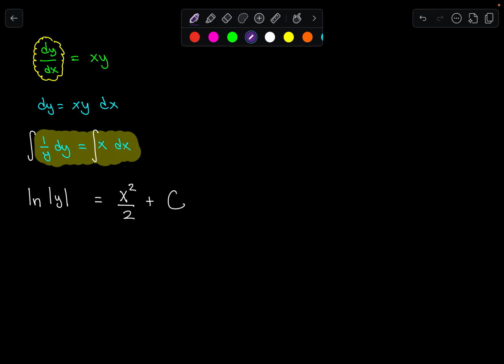The final step would be, how do I get the y by itself, because the goal is to solve for y. And we need to remember our exponentials and our log laws. It turns out that in order to do that, we're going to exponentiate both sides and raise both sides to a power of e like so. And we're going to remember that e to the natural log of something is just the thing on the inside. So that's going to leave us with the absolute value of y is equal to e raised to the x squared over 2 plus some constant c like so.